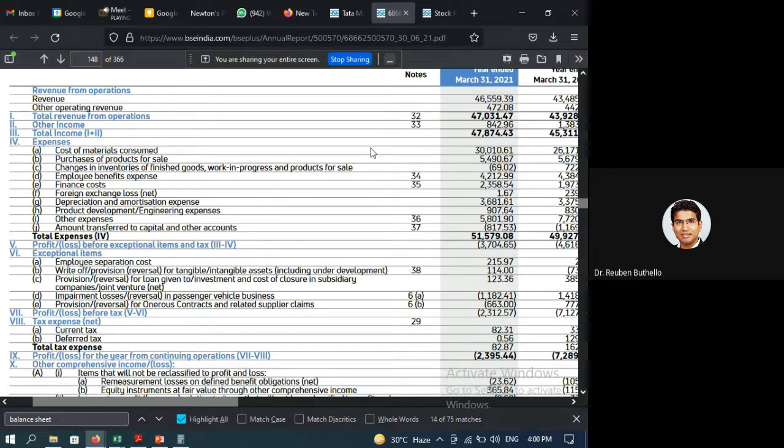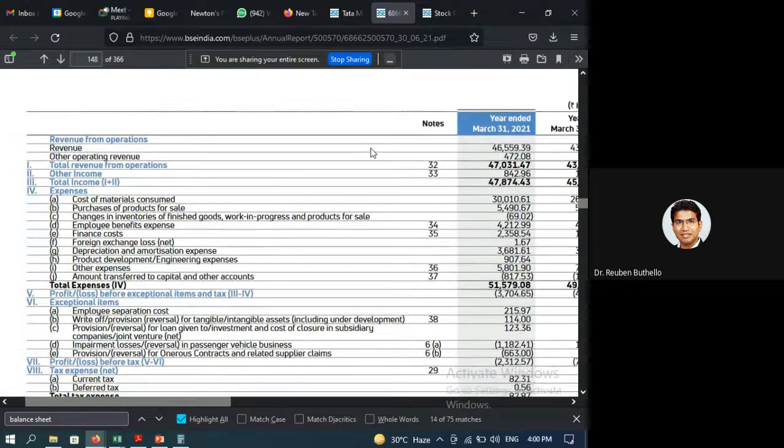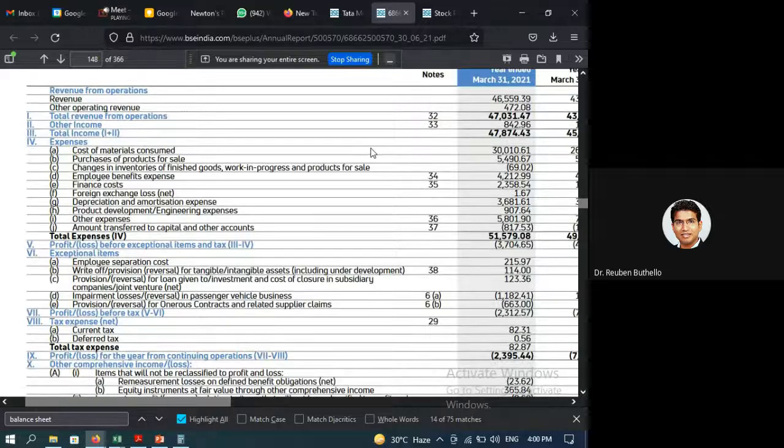When I go to my first section, you see right on top revenue is given. 46,000 crore revenue has happened. Then in my expenses section, the biggest cost that I have to bear is the cost of goods sold, that is my direct material, which is around 30,000 crore.